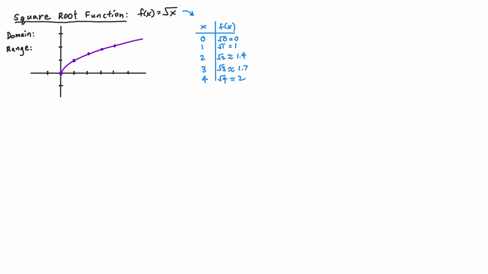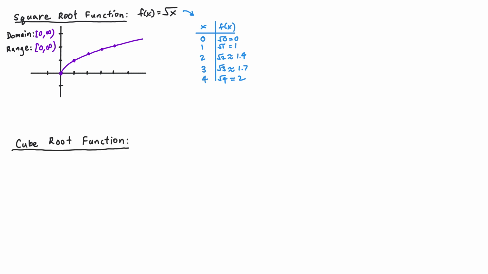Now, the domain of the square root function is 0 to infinity because we can't plug in any negative numbers into the square root function. And looking at the graph of this function, we see that the range is also 0 to infinity. This is because this point on the left here is the lowest point on our graph, which has the y value 0. And as we trace our graph to the right, the graph goes up indefinitely. That's why the upper bound is infinity.